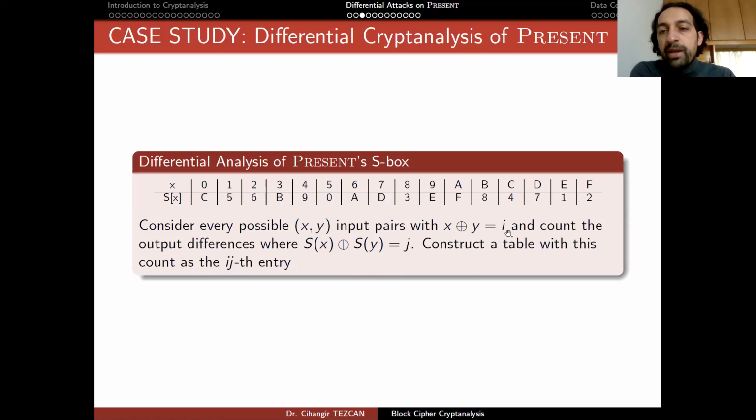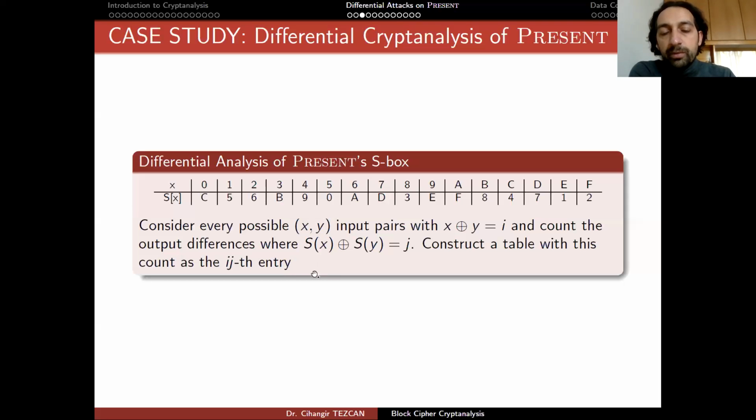In this case, I equals 1. So this means that X XOR Y equals 1. If you take X equals 0, Y has to be 1. If you take X equals 1, Y has to be 0. If you take X equals 2, Y equals 3. If X equals 3, Y equals 2, and so on and so forth.